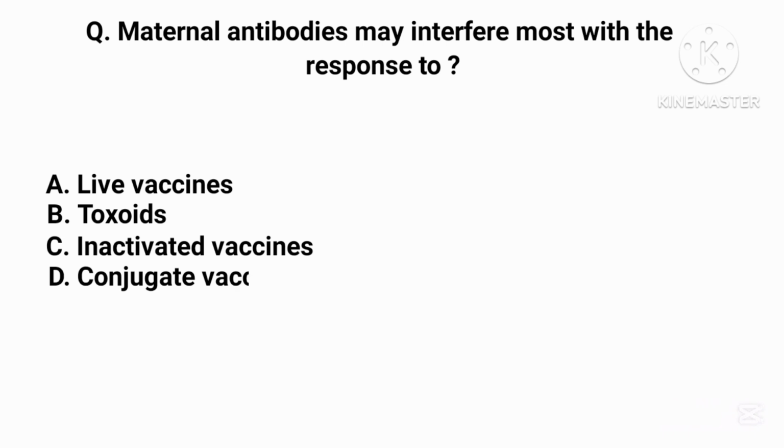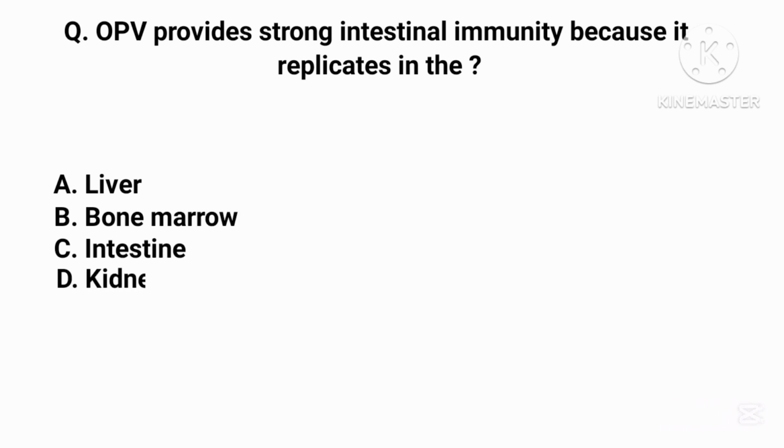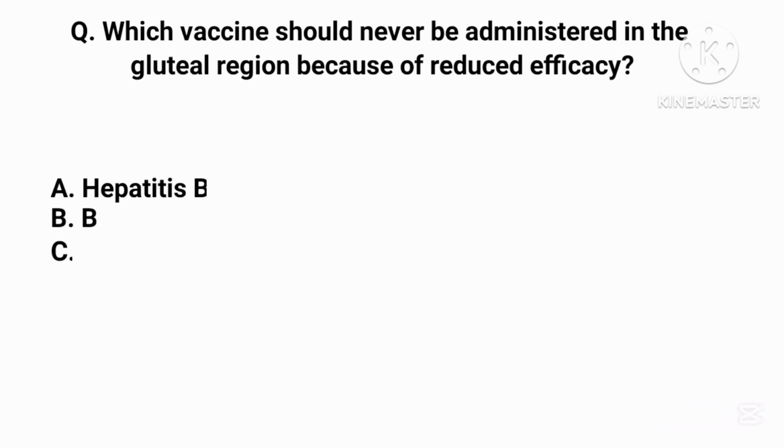Maternal antibodies may interfere most with the response to. Correct answer is option A. Live vaccines. OPV provides strong intestinal immunity because it replicates in the. Correct answer is option C. Intestine. Which vaccine should never be administered in the gluteal region because of reduced efficacy? Correct answer is option A.